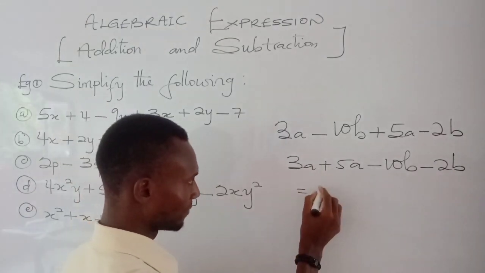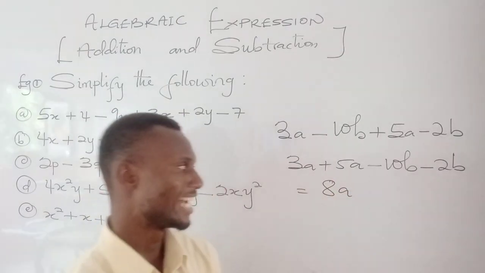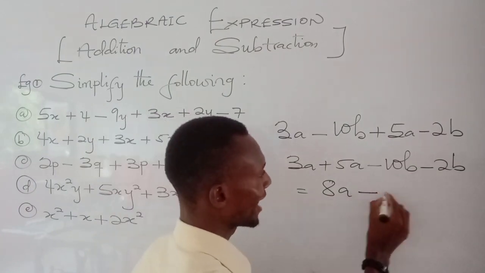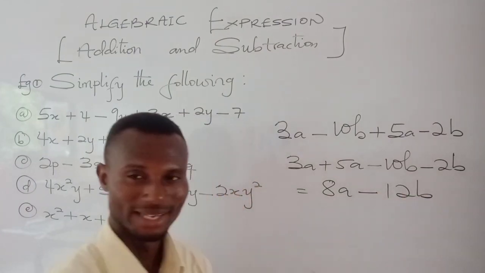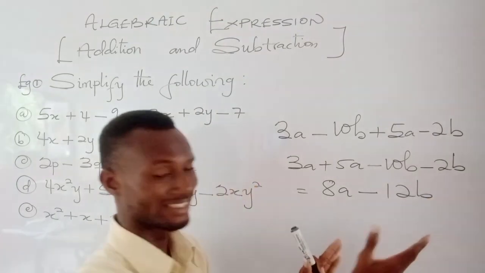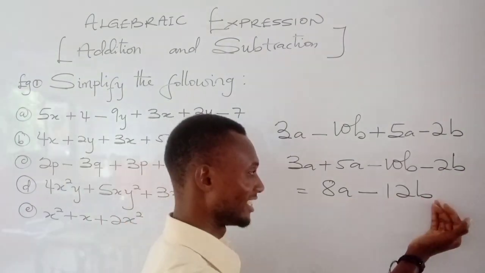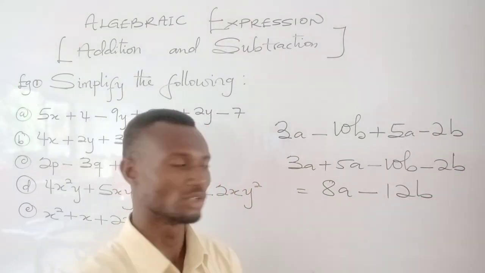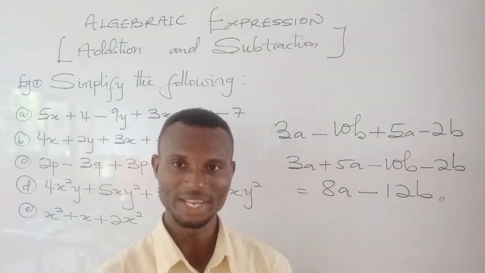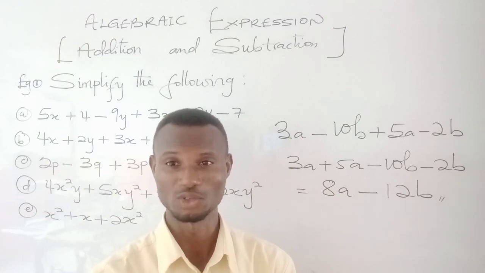3A plus 5A gives 8A. I hope you agree with me. Now, minus 10B minus 2B gives minus 12B. And I hope you understand. This becomes my final answer, which we cannot simplify further because this is A, this is B. They are not like terms. So this becomes my final answer, 8A minus 12B. I hope the explanation is clear enough up to this point.